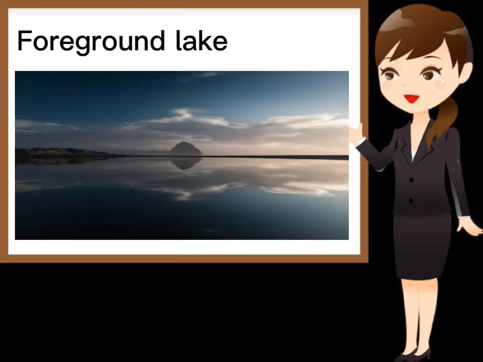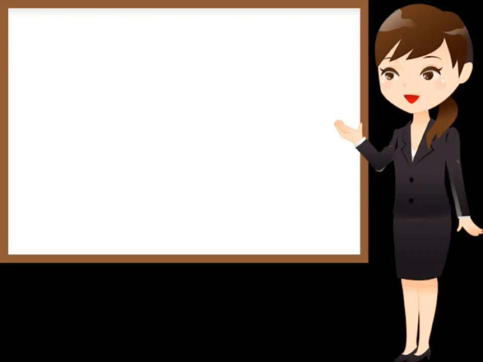Symmetry is found in every piece of nature. Like this picture of a foreground lake. The reflection of this lake also has symmetry, but in this case, the line of symmetry runs from left to right. So the line of symmetry can be in any direction, not just up and down or left to right, but in any direction in any shape.